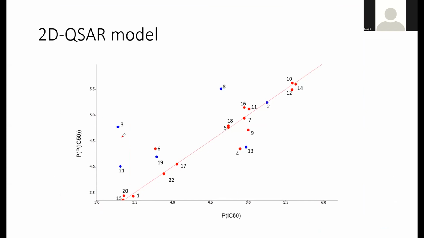We have developed a QSAR model, and there were some outliers. Some compounds were outliers, depending on the training set and the test set we used. We used 80% for training, and we also included some new compounds in the 20% for testing.